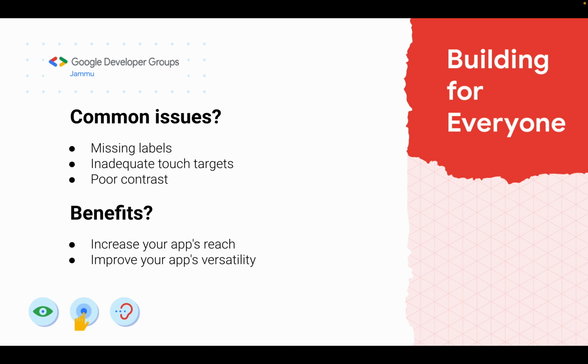So what are the benefits? Why must you address these issues? As I told you earlier, 15% of the world population has some sort of disability. And people with disabilities depend on apps and services that support them to communicate, learn, and work. So by making your app more accessible, you can reach more users.